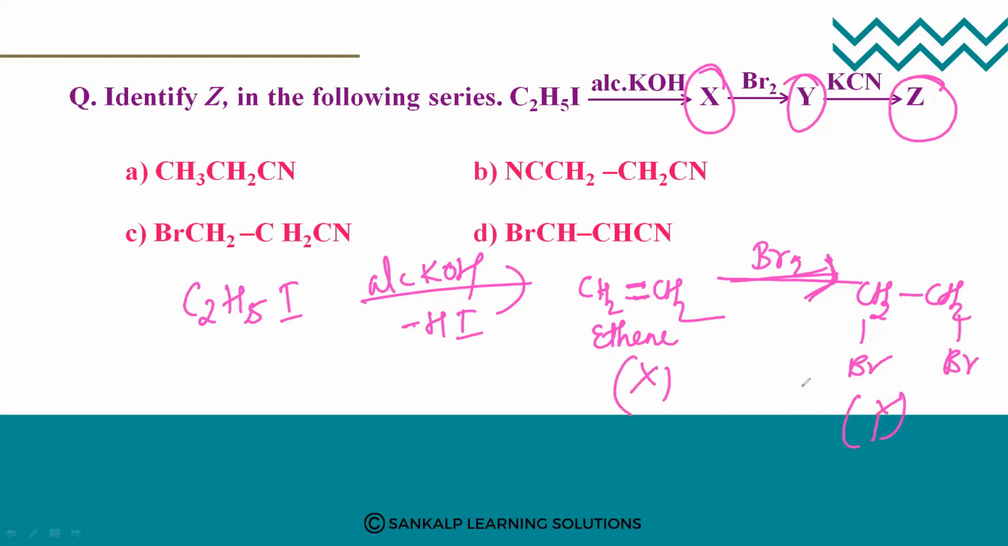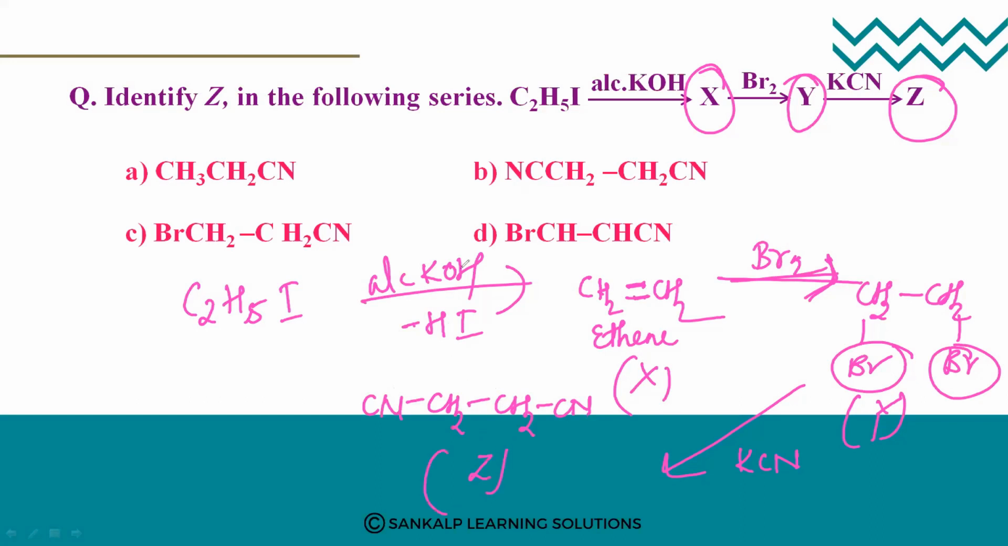Now this Y, further you have to treat it with KCN, that is, potassium cyanide. So what is happening now here? These Br atoms will be replaced by the cyano group. So it will be CH2(CN)-CH2(CN). So this is the product which is obtained. So which is our answer? Yes, you have to follow the steps. So this is our Z. You have to follow the steps and whatever is written on the arrow. Just follow and you will get the answer.